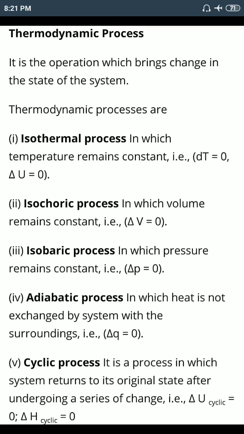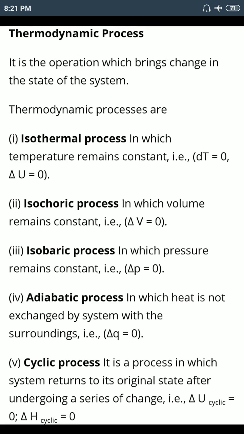Isobaric means pressure is constant. Adiabatic process means in this process, no heat exchange between the system and the surrounding. No heat can flow from system to surrounding and surrounding to system. That is called adiabatic process. Delta Q equals 0. No flow of heat. Heat is denoted by Q, delta Q.